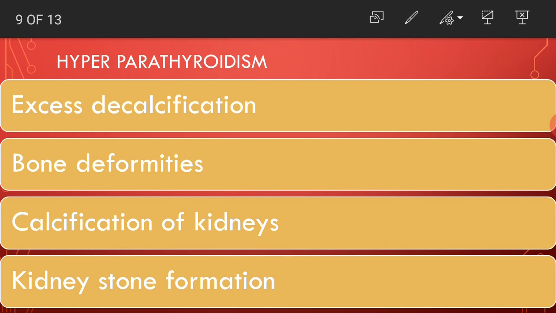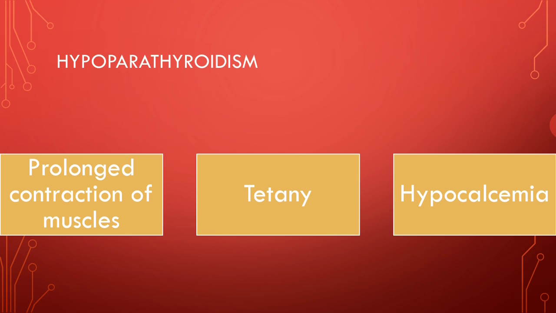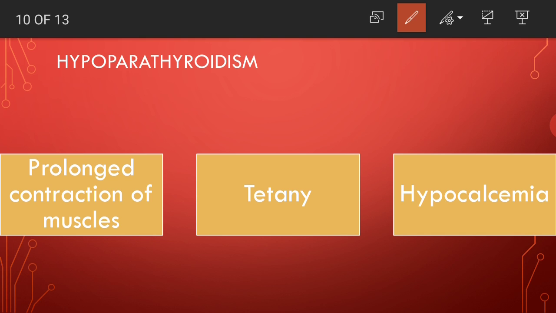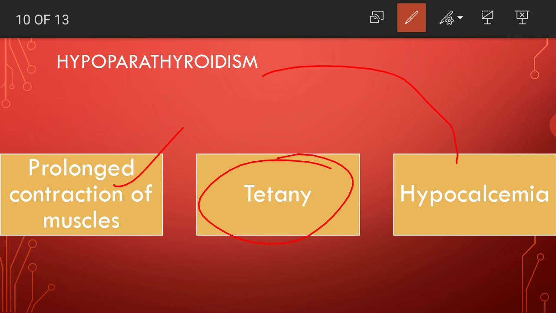Hyperparathyroidism causes excess decalcification, bone deformities, calcification of kidneys, and kidney stone formation. In contrast, hypoparathyroidism may cause prolonged contraction of muscles, and this is called tetany. And hypoparathyroidism may also result in hypocalcemia.